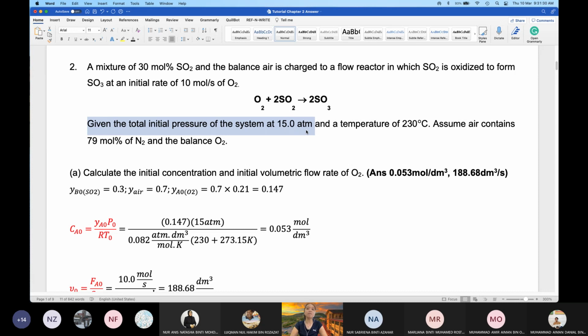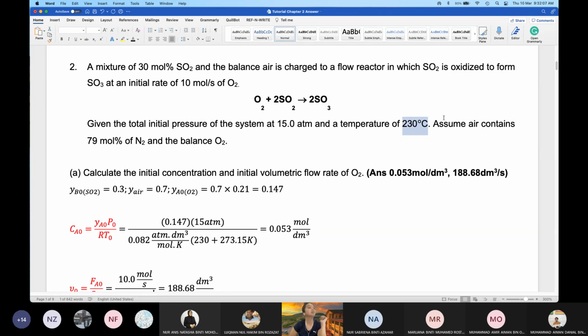So this 15 atm is the pressure from SO2 as well as air. Okay, so 15 atm ni adalah tekanan udara dan juga tekanan SO2, which we don't know how much, but we know the total pressure 15. Okay, and dikata temperature 230 Celsius. So 15 atm ni adalah P0, initial total pressure. Okay, T0 230 Celsius. So P0 15 atm, T0 230 Celsius.